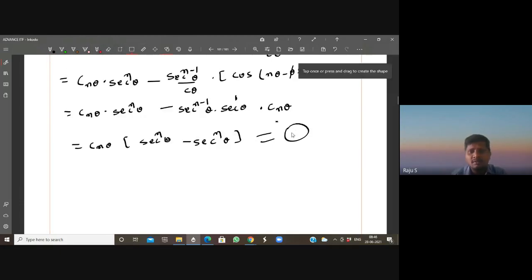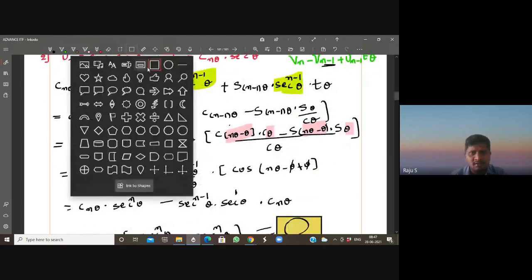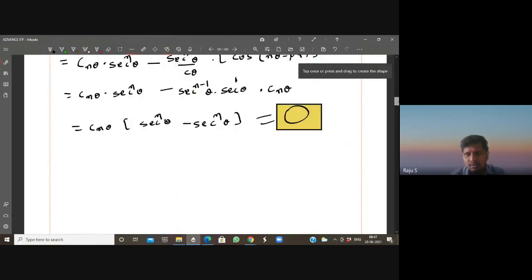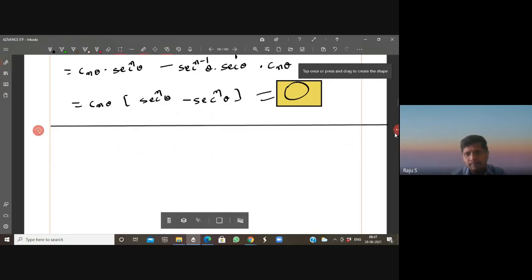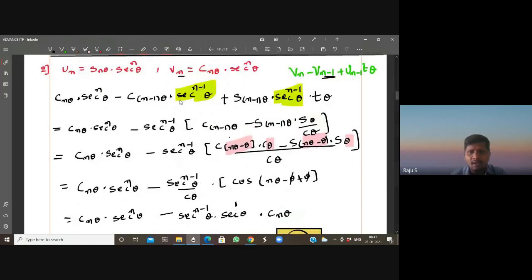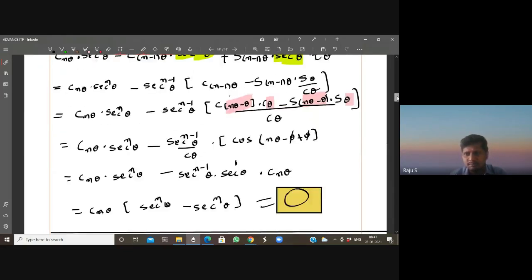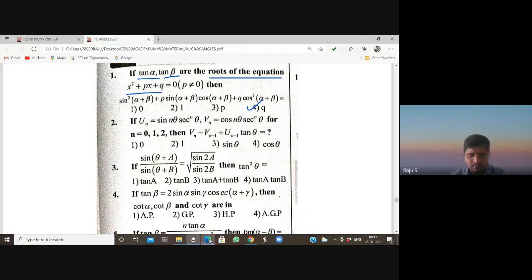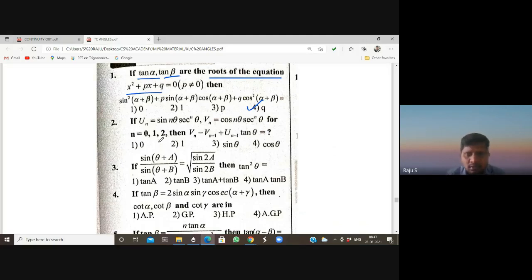But if you do not observe, we don't get any answer. Carefully see how to do it. These are mains as well as advanced type of questions. Any doubt in this question? What I have done is I simplified the second term and third term first. It becomes equal to the first term, but with a minus, so it will be equal to 0. Simple. Yes, friends. Next.